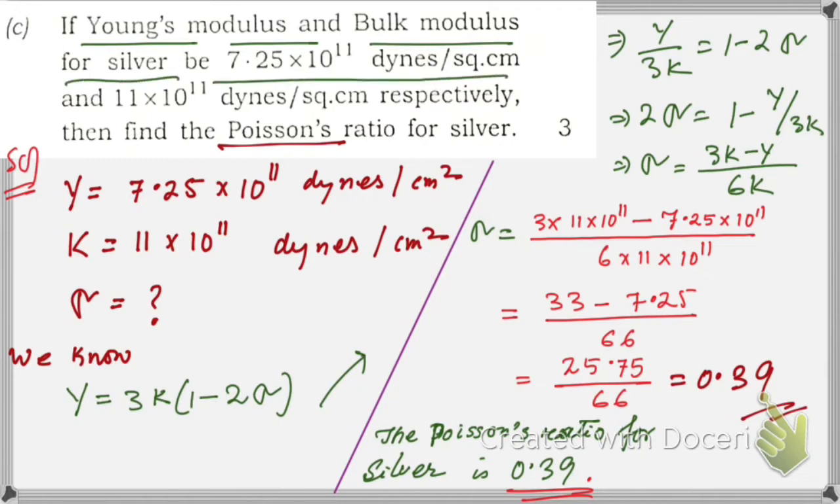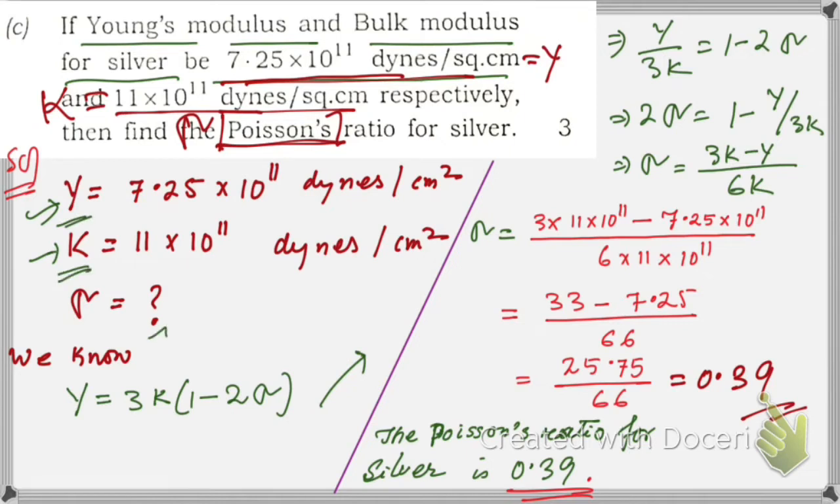So this is the Young modulus, you can take it as Y, and this is the bulk modulus, you can take this one as K, right? And we need to find a Poisson's ratio, which is represented by sigma, right? So these are the given Young modulus and bulk modulus. We have to find sigma, right?